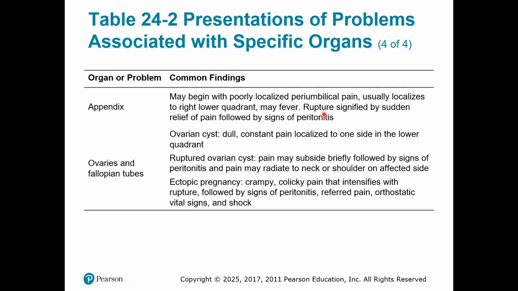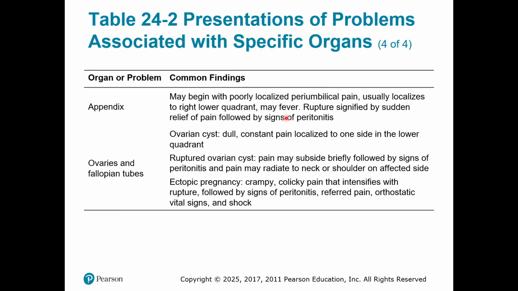Appendix, appendix can kind of be hard to diagnose in the field. It says may begin with poorly localized periumbilical pain that usually localizes to the right lower quadrant. So it starts around the belly button and starts becoming more generalized as the time goes on into the right lower quadrant.